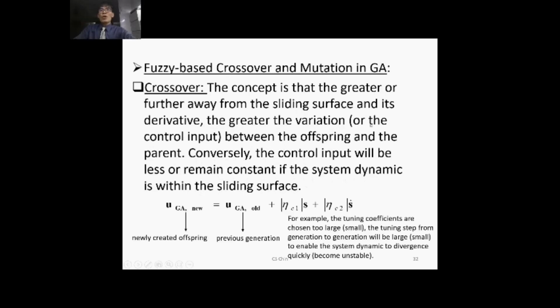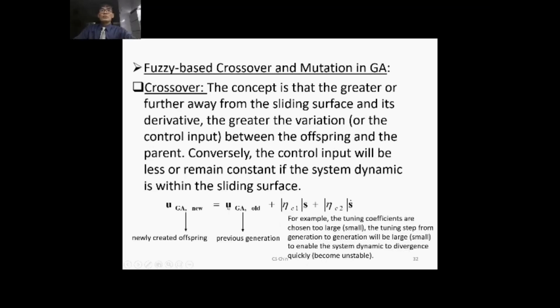If it goes beyond the sliding surface, it means that there's error, and then you will find that there's greater variations between the offspring and the parents. For example, if the tuning coefficients are chosen to be large, the tuning steps from generation to generation will be large. Vice versa, if chosen to be small, the tuning step will be small. And that will enable the system dynamics to diverge quickly, becoming unstable.